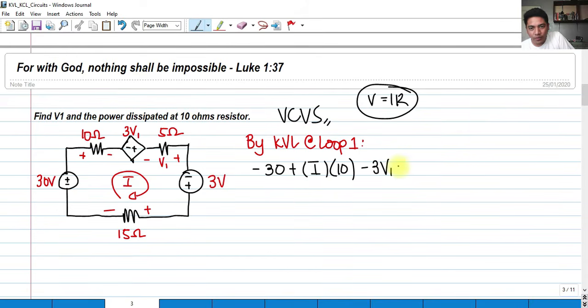So, we call that negative V sub 1. Because this V sub 1, the problem has already selected that the voltage drop here at 5 ohms is given to be V sub 1. And again, this is negative because it enters the negative side of the resistor.